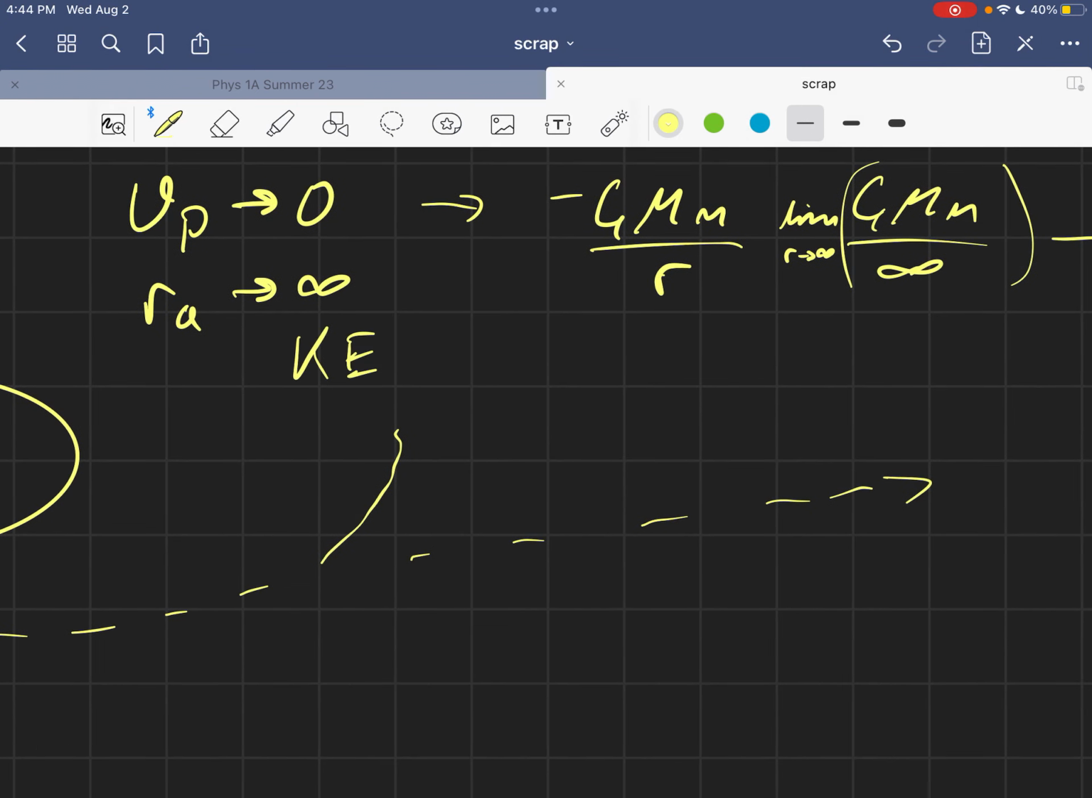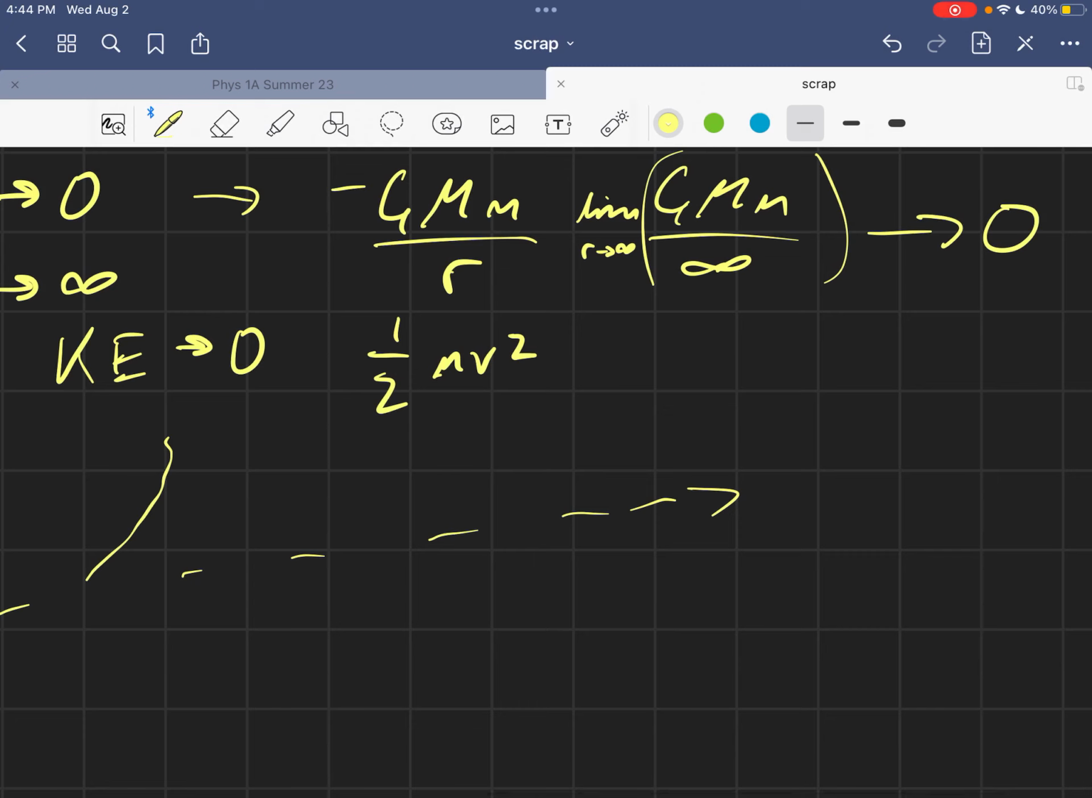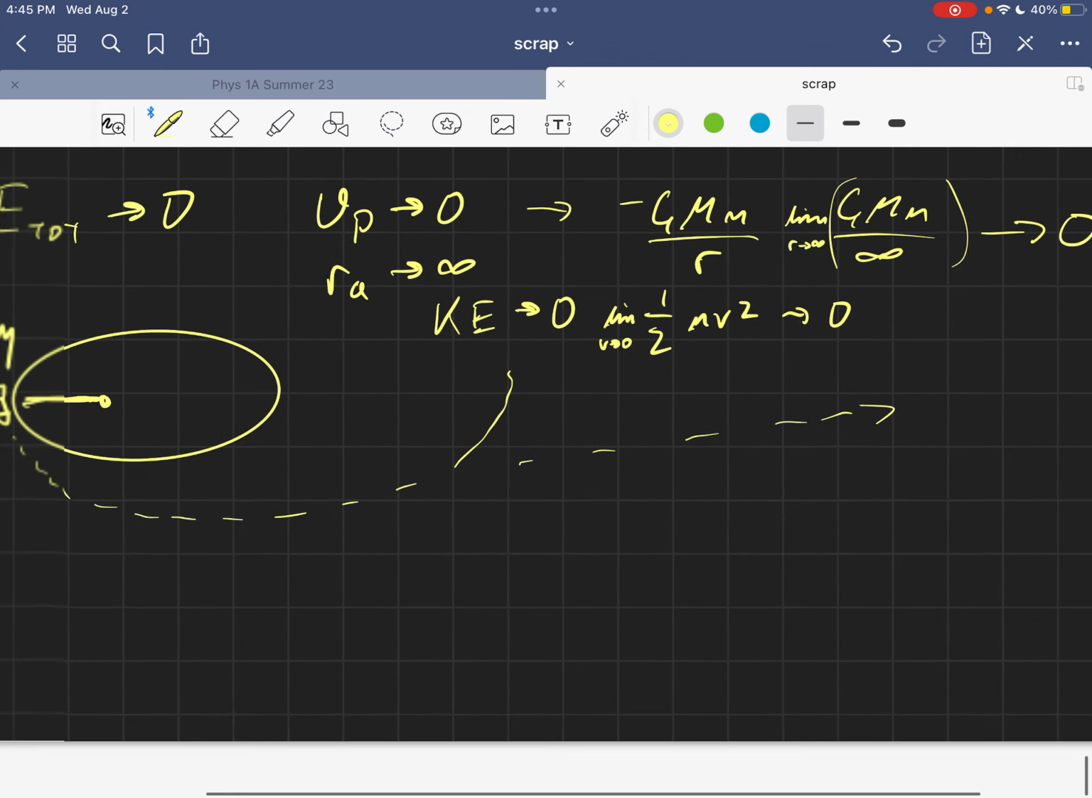For kinetic energy, we're also going to expect that to go to zero because 1/2 mv squared is the equation for kinetic energy. At apogee, we want the velocity to be zero when we're escaping because at our maximum distance from the Earth, the velocity should be zero because all of the energy should have been used to get us out of the gravitational well, to escape. So V is going to go to zero. We take the limit as V goes to zero, and you can see this also equals zero.